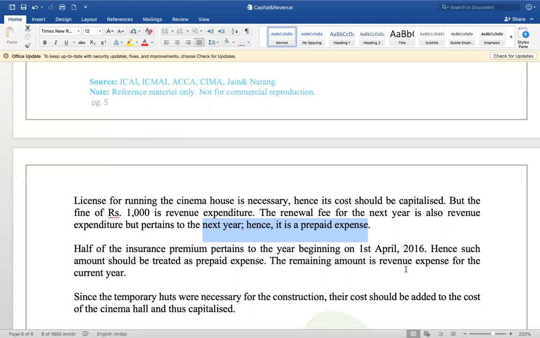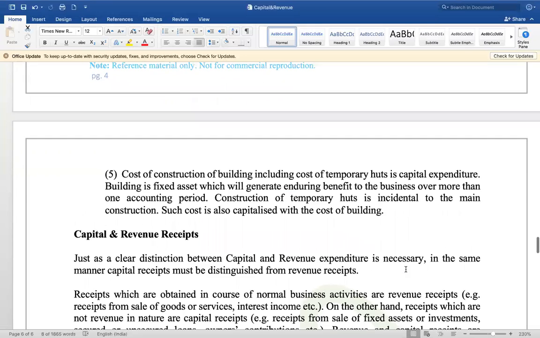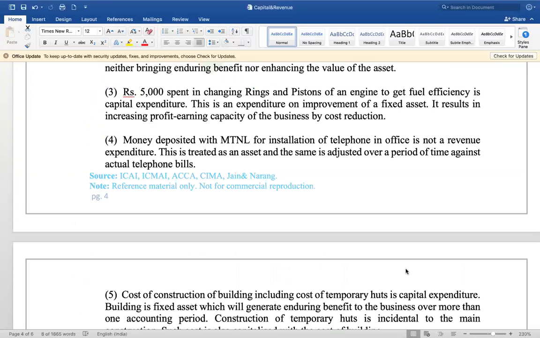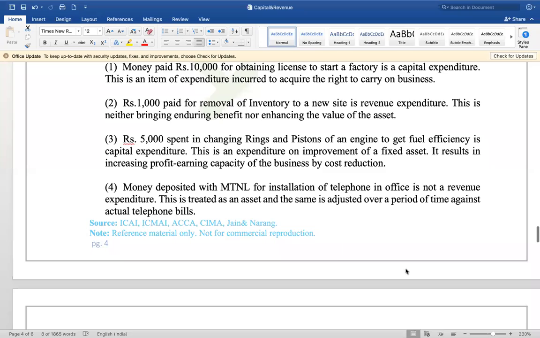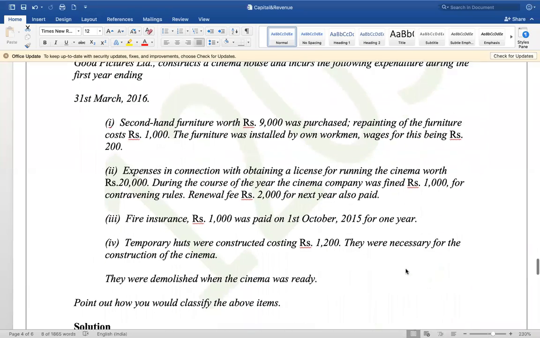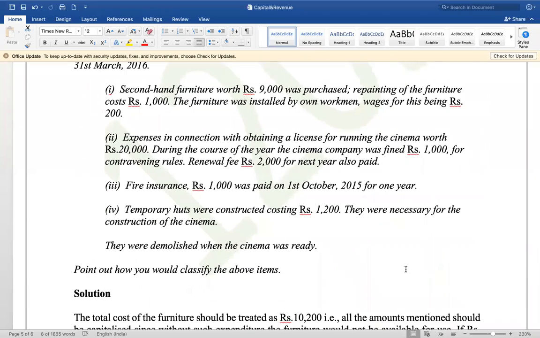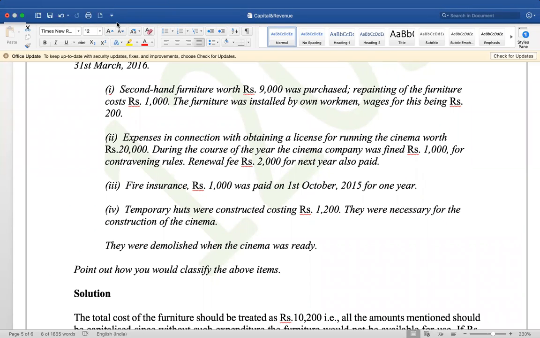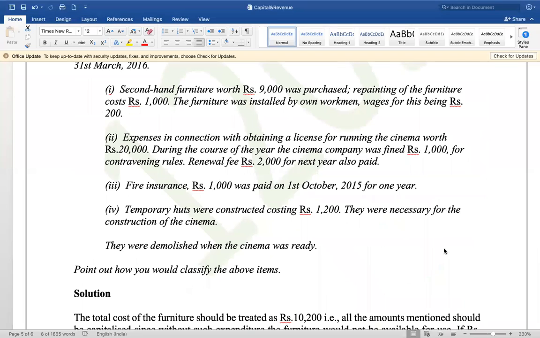Okay, next. Who will take up the next one? Fire insurance. Who will take up? Sir, you already took Tirumalesh. No, Kaushik will give to Kaushik. Yes, sir. Give to Kaushik, sir.